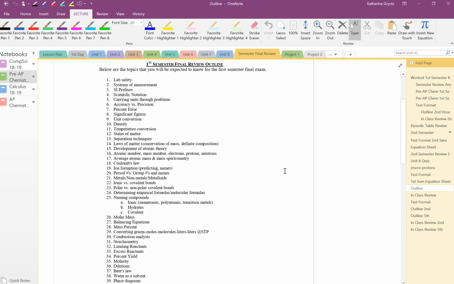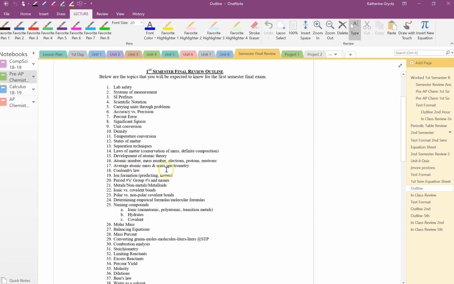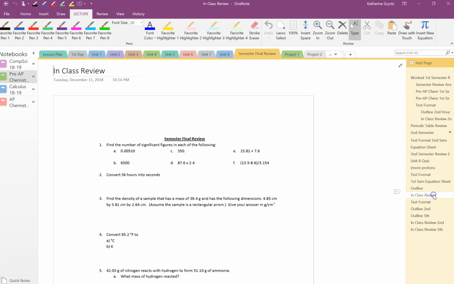During this review, I'll be going over individual items from the outline, and then on the other review, the one that's longer and spaced out, is where I'm going to work example problems. So I'll be switching back and forth between the outline and the semester review.